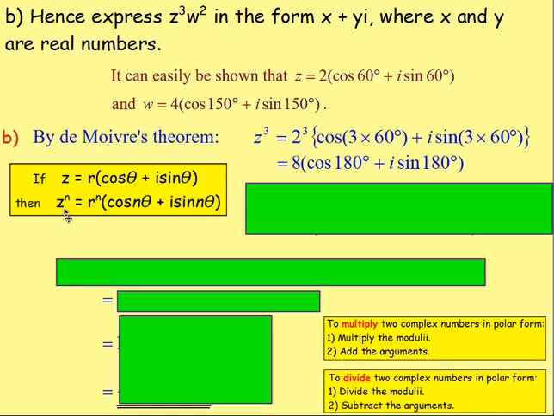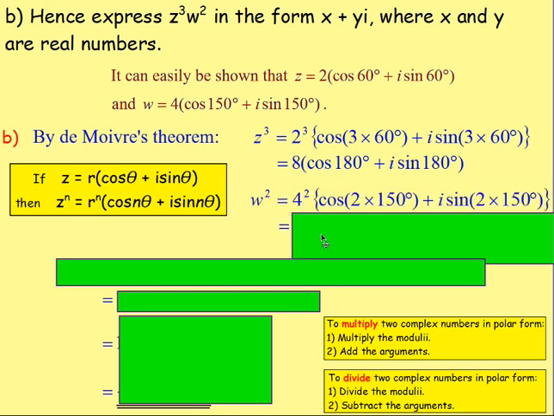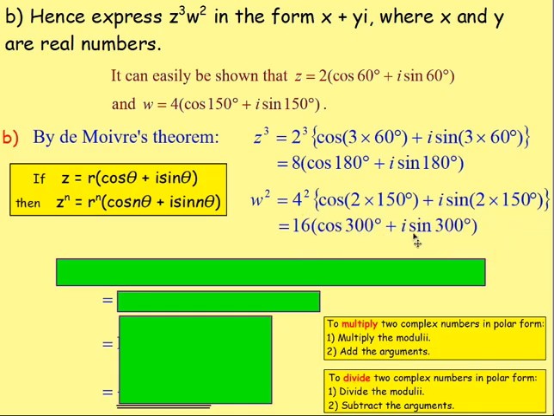Now w squared, do the same thing. Because we've got w to the power of 2, we know we'd have the modulus to the power of 2. So we'd have 4 to the power of 2, because that's what w is. And then we'd have cos, well, it's 150, so we times that by the 2. So we'd have cos bracket 2 times 150 plus i sine 2 times 150. From there, 4 squared is 16. 2 times 150 is 300. So we would have w squared as 16 bracket cos 300 plus i sine 300.